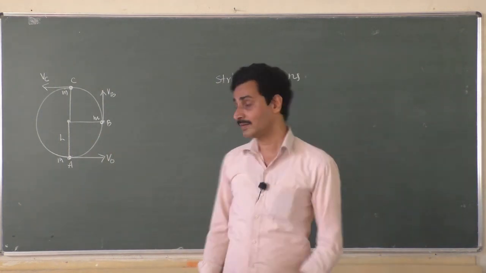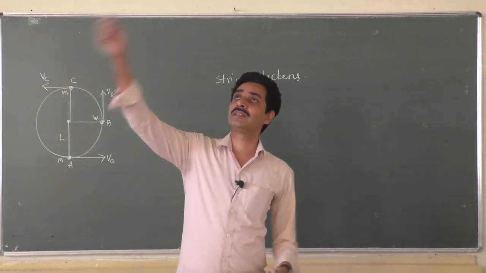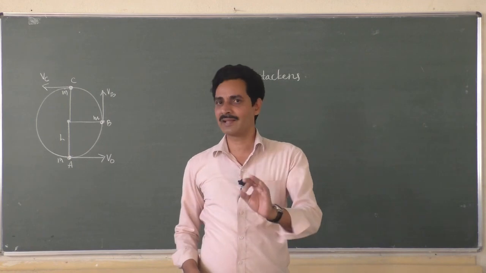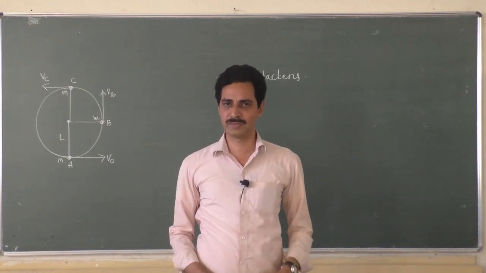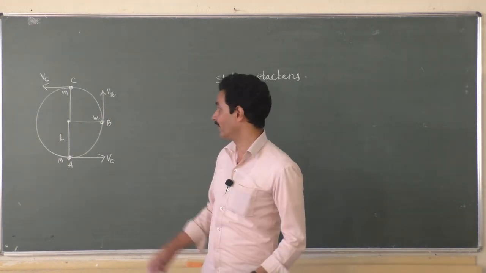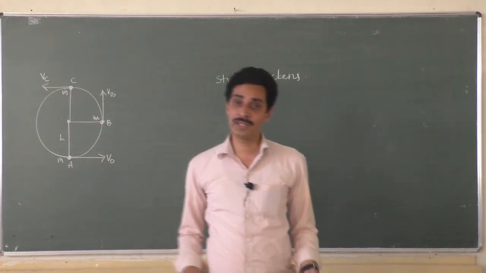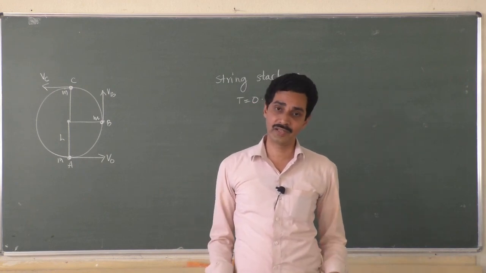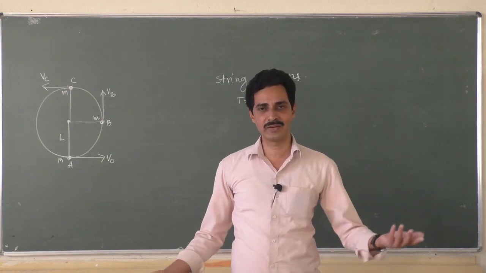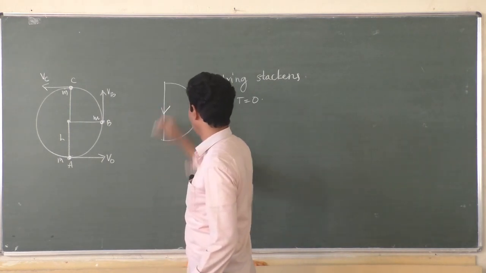But my condition is the velocity should be at least such that by the time it reaches the top, the string slackens. That means tension in the string must become zero. I'm not talking about velocity becoming zero. If velocity becomes zero at the topmost position, what is the situation then? If the velocity becomes zero, centripetal force itself is zero. Body will not continue in the circular path. By the time it reaches the top, if velocity becomes zero, simply the weight will put it down.